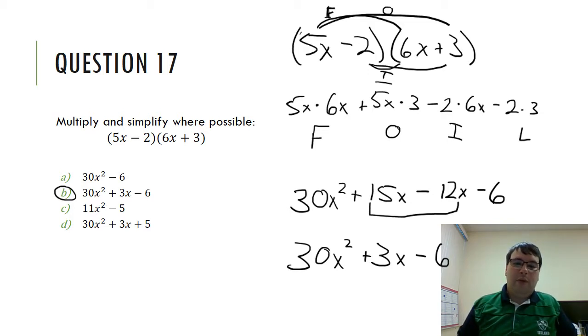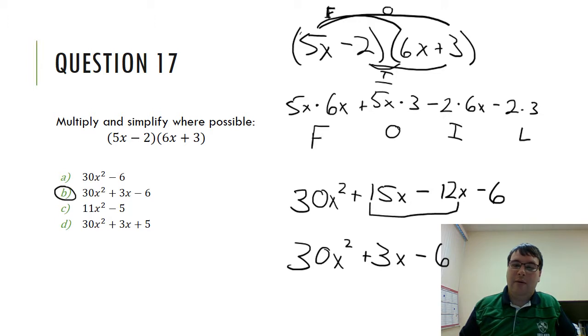FOIL multiplies the first terms, that's your F. We can write an F here. So that's going to be 5x times 6x. So there's F. O is going to be your outer terms right here, so that's O. So that's going to be plus 5x times 3.